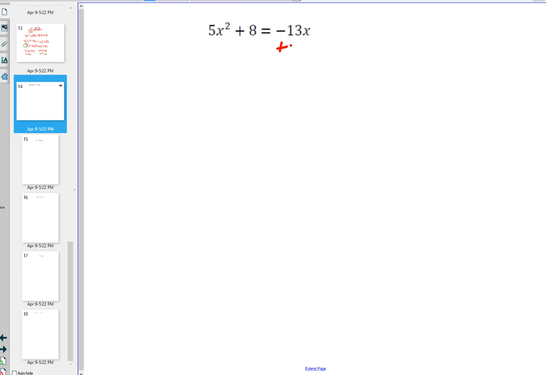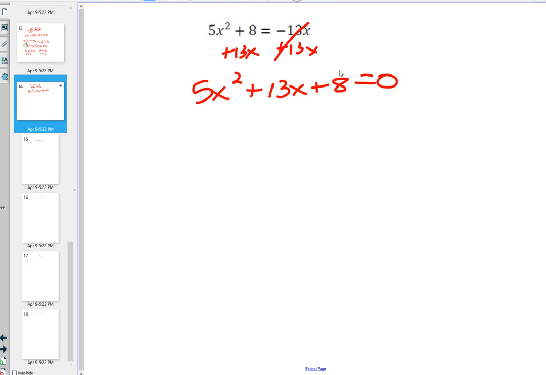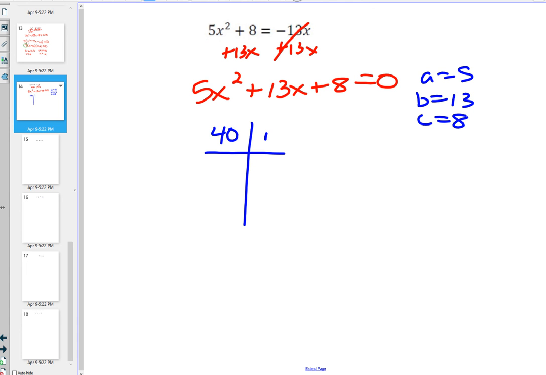All right, this one's a little bit more challenging because there is no GCF. So once I make it equal to 0, the number in front is going to be greater than 1. I'm going to have to do those extra steps. A is 5, B is 13, C is 8. At least everything is positive. So theoretically, maybe it wouldn't be too hard to do in your head.